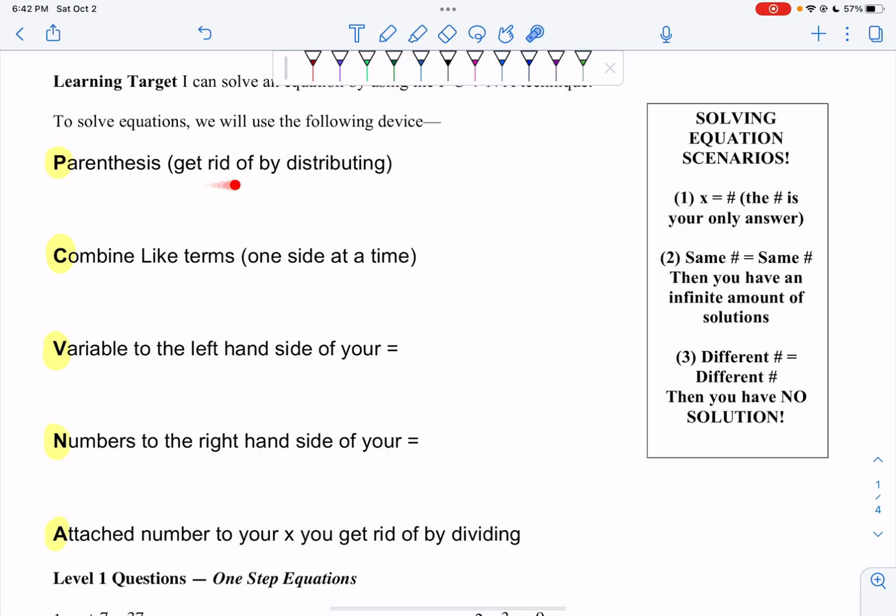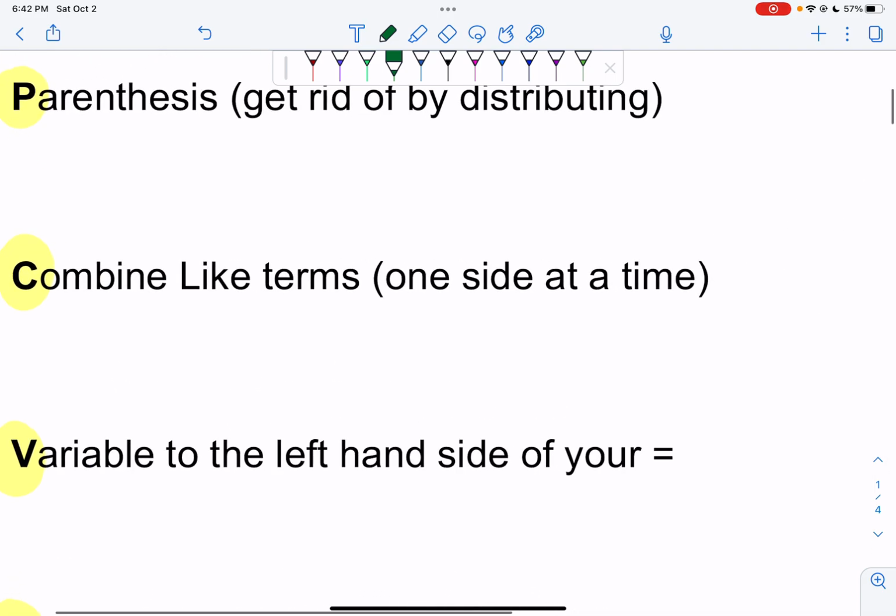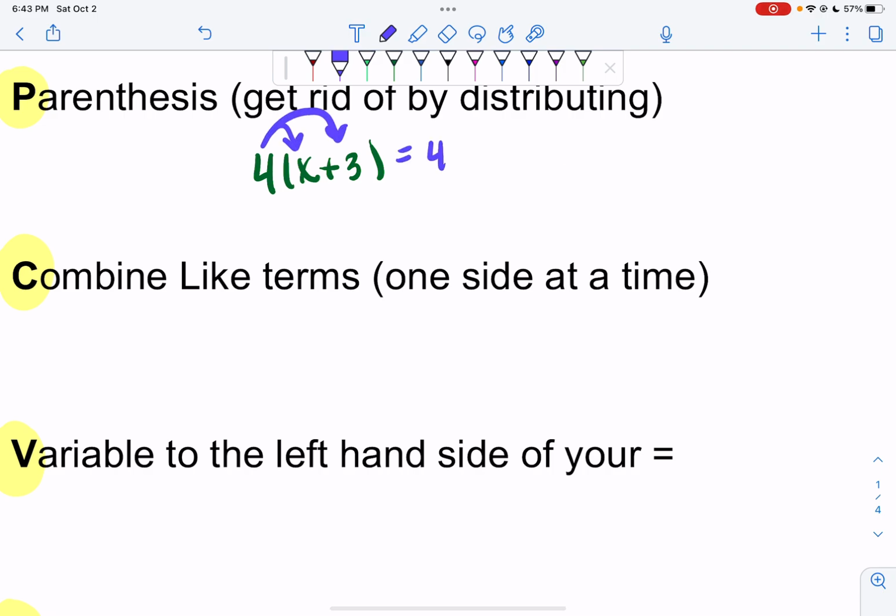P stands for parentheses. You get rid of them by distributing. So for instance, if I have 4 times x plus 3, you would always simplify this by distributing. So we would do 4 times x, which is 4x, and then 4 times 3, which is 12. So we need to get rid of those parentheses by distributing.